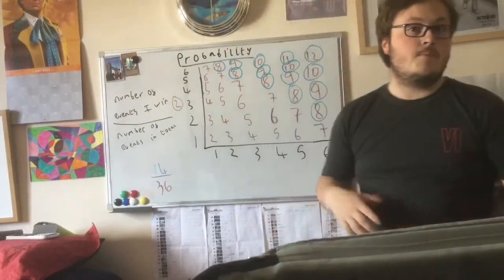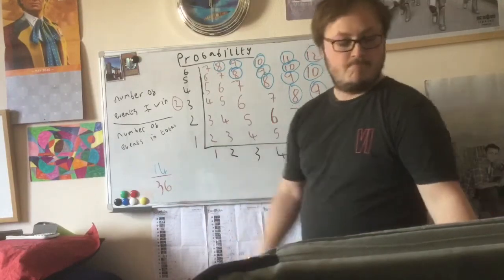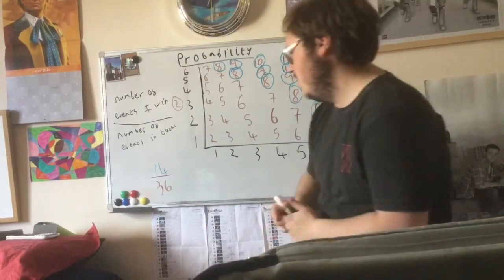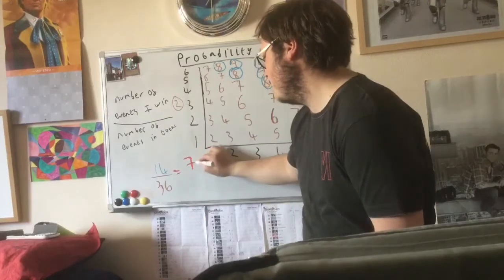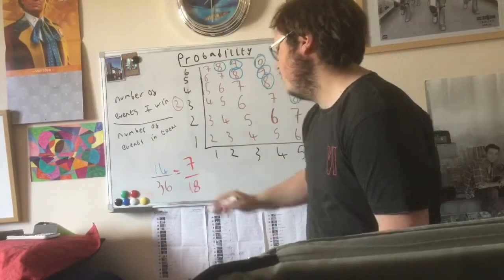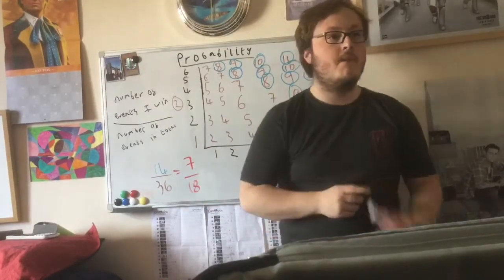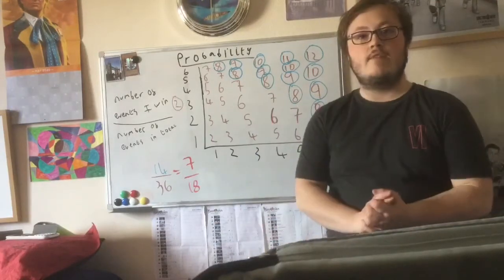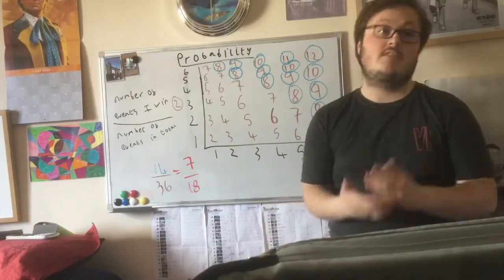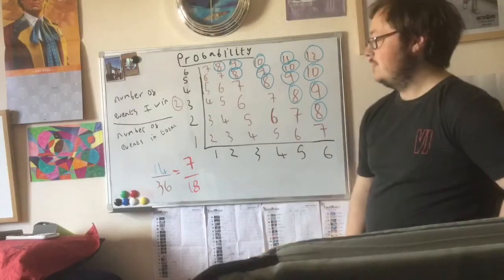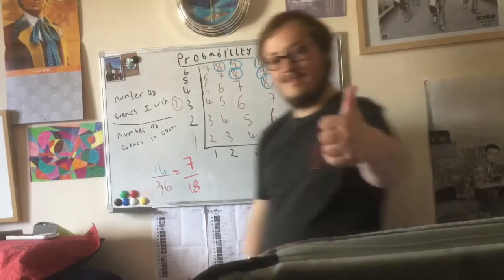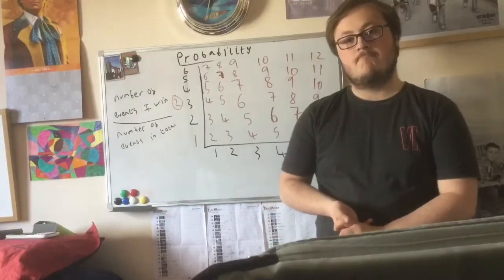But this can still be simplified. We can divide them both by 2. So the probability that I will win by getting a number bigger than 7 is 7 out of 18. Simplified, obviously. Not bad.